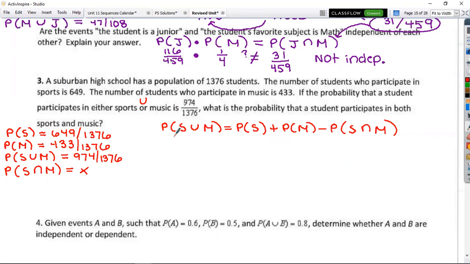So we have 974 over 1376 equals 649 over 1376 plus 433 over 1376 minus X again. All right, so we need to add those, subtract it over, and then the negative, once again, is going to work itself out. You can't have negative probability, obviously.